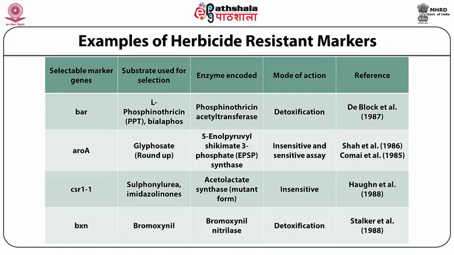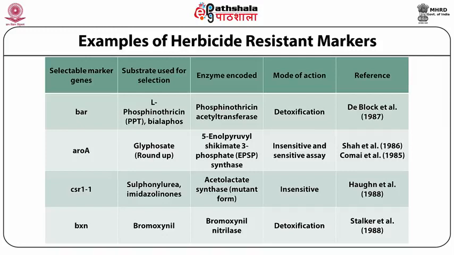Another gene which confers herbicide resistance is ROA, which codes for 5-enolpyruvylshikimate-3-phosphate synthase, EPSP synthase. This enzyme makes plants insensitive to glyphosate, the commercially available herbicide commonly known as Roundup. This is one of the very important genes to confer resistance against glyphosate herbicide.